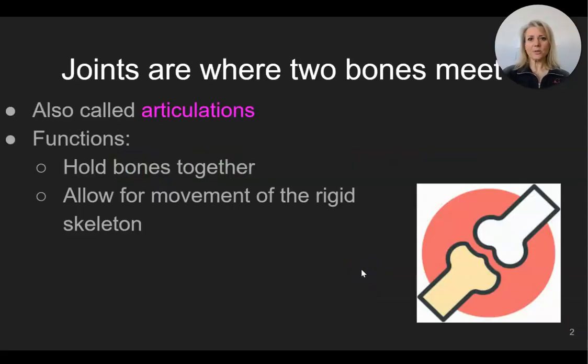So the first thing to know is that joints are also called articulations, and this is where two bones are going to meet. There are two functions that joints have. The first is to hold two bones securely together, and the other is to allow for movement of the skeleton itself. So, if you think about it, if our elbow was completely merged and we only had one bone, that would really limit the way that we're able to move about.